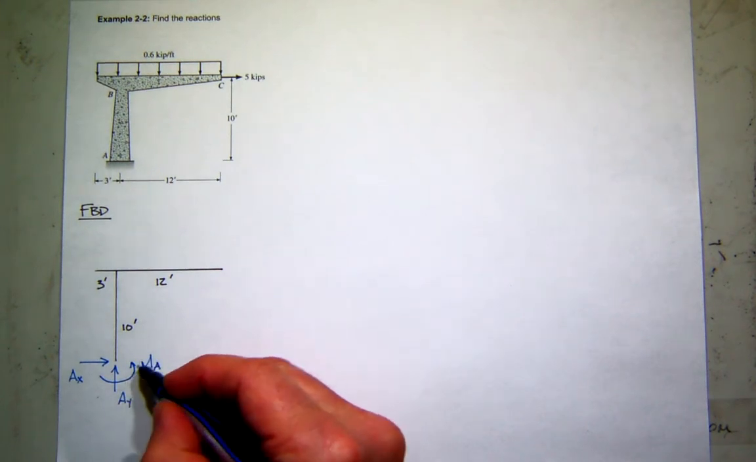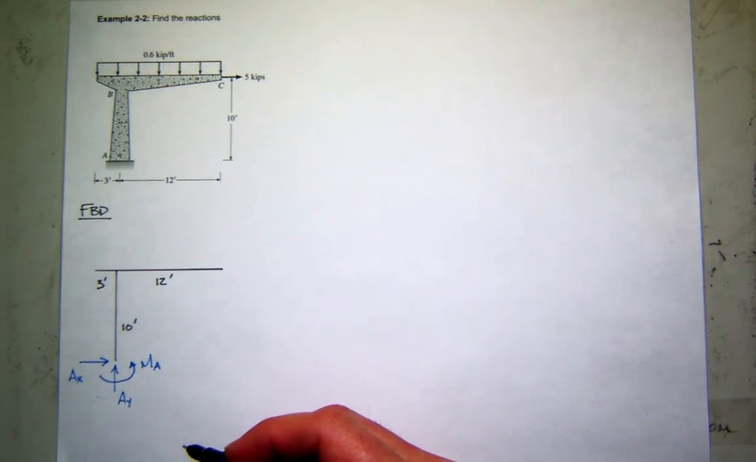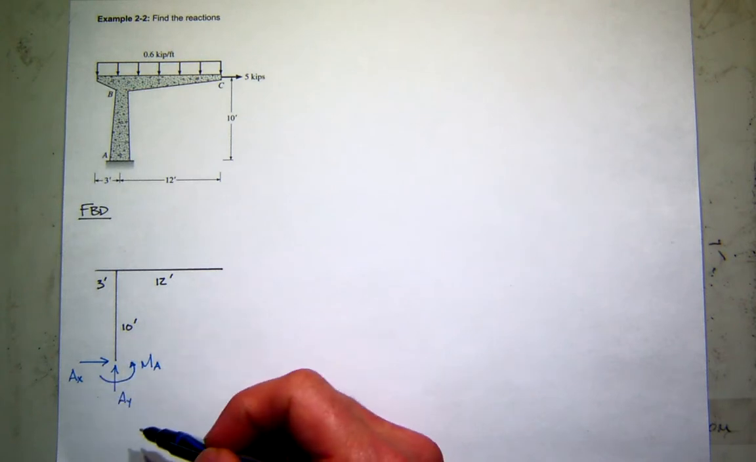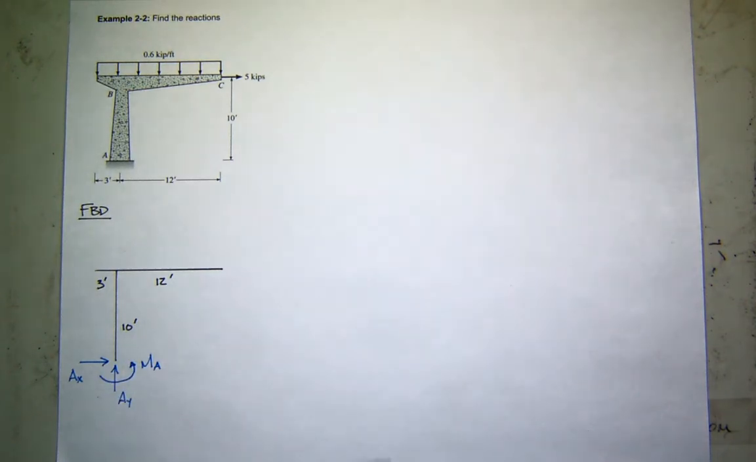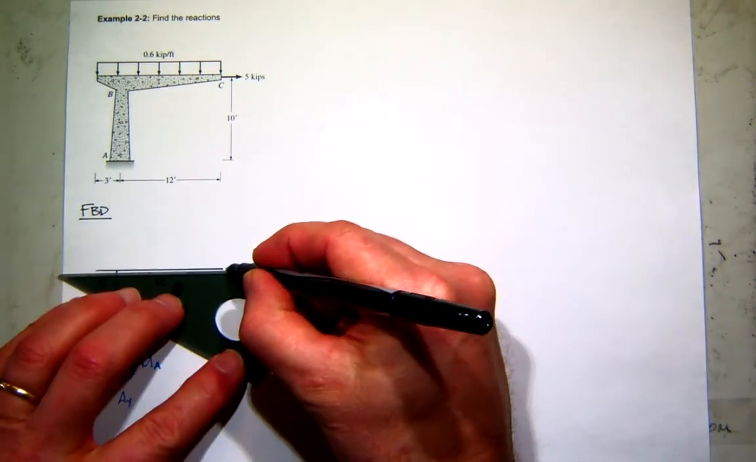Since I like to use the right-hand rule, I assumed all these in my positive sign convention. But right now it's completely arbitrary. You can choose any way you like. You'll find as we move along, I'll always choose it this way. We have an applied force out here on the end of 5 kips, so let me bring that down.